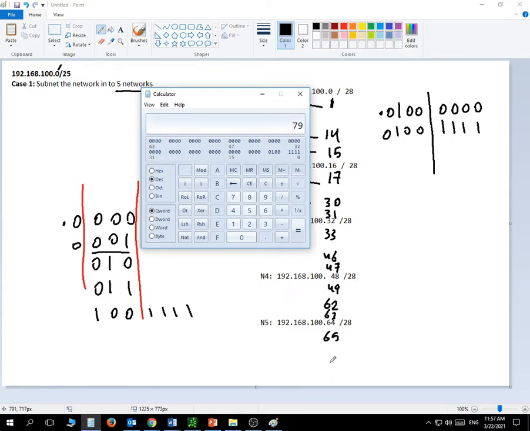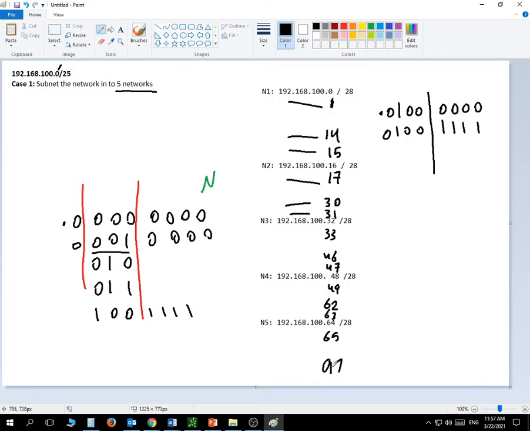Okay, so 79. 79, that's a broadcast message, and then 78, that will be the last available IP address. And that's basically what you need to know.